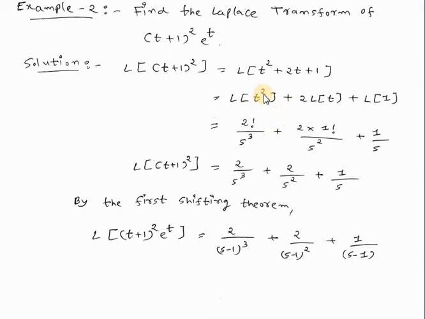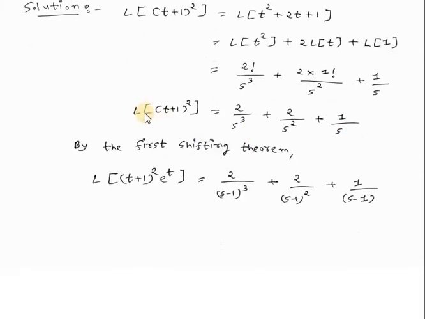Here n is 2 which is positive integer. So Laplace of t square is 2 factorial divided by s cube. Same way here Laplace of t raised to 1 will be 1 factorial divided by s square. And Laplace of 1 will be 1 divided by s. So Laplace of (t plus 1) whole square is equal to 2 divided by s cube plus 2 divided by s square plus 1 divided by s.